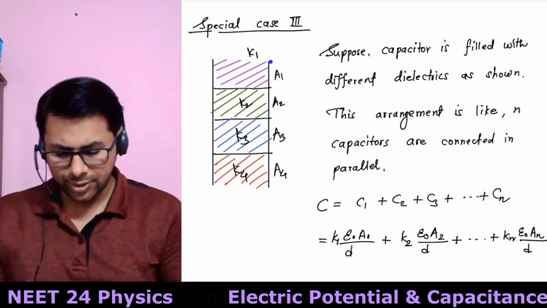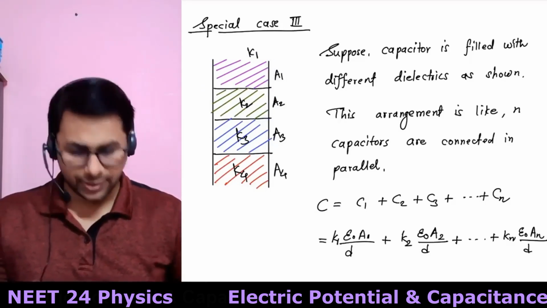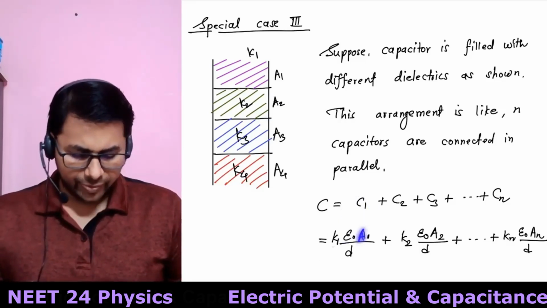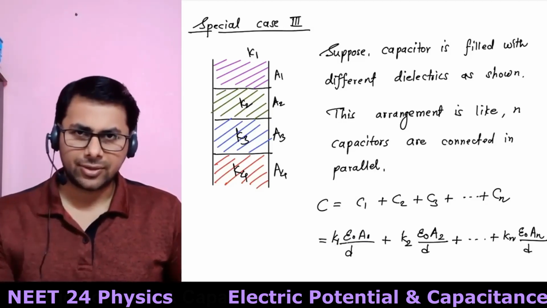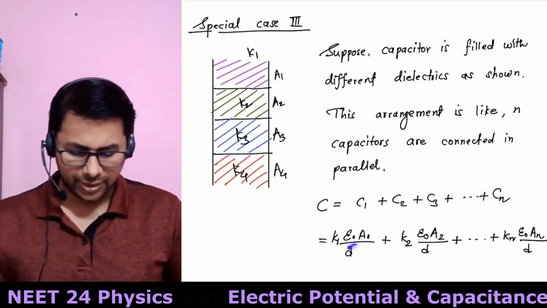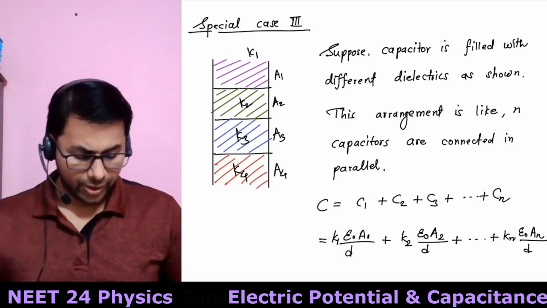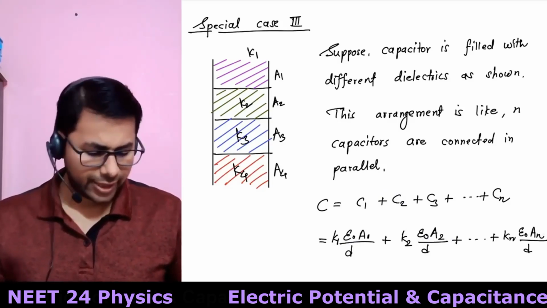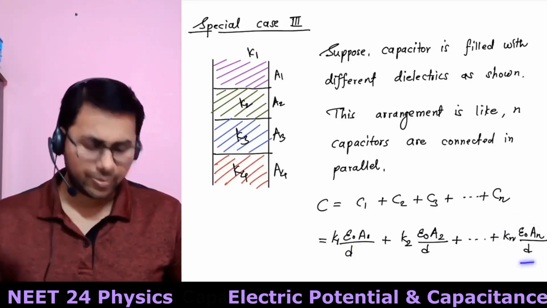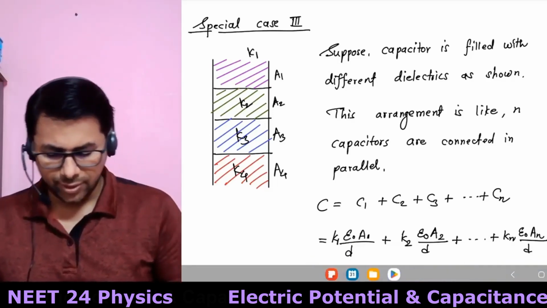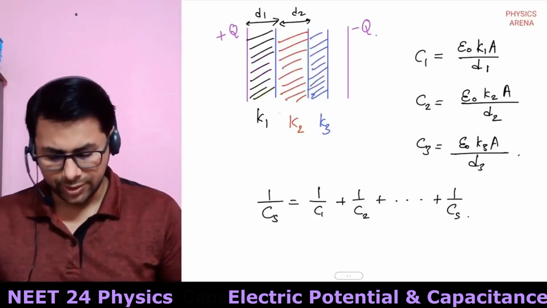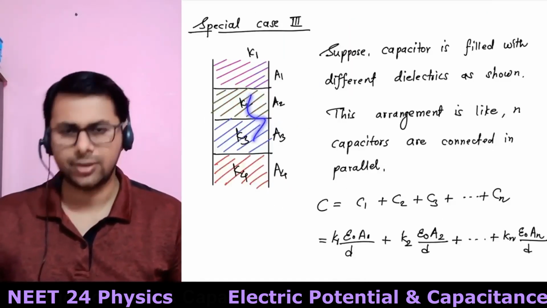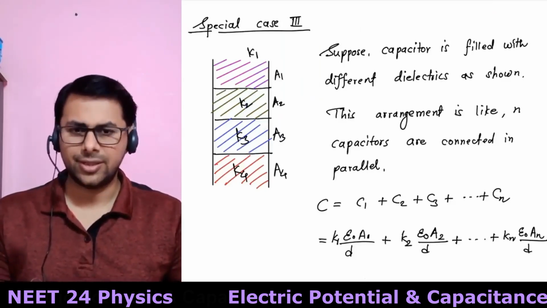Just remember that the areas will be different in this case. For the first one, it will be K1 times epsilon naught A1 divided by d, where K1 is the dielectric constant. Here d is the same for all. For the second one, it will be K2 times epsilon naught A2 upon d, and for the nth one, it will be Kn times epsilon naught An upon d. So remember, this is the parallel combination and that is the series combination. There were questions a few times based on this. Is this clear? Yes, no?